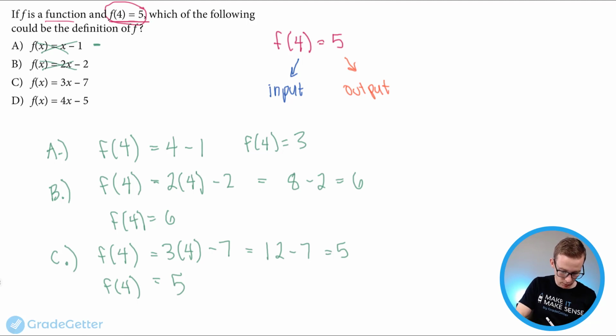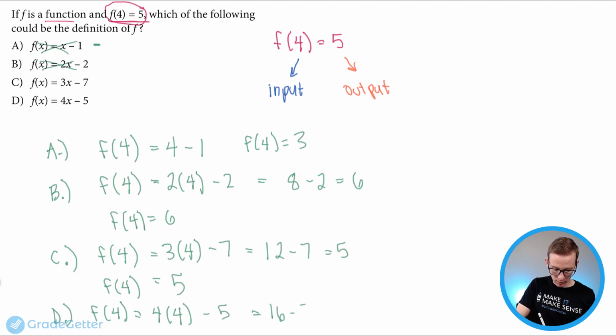Let's just double check for D. My input of x equals 4. 4 times x, which is 4 again, minus 5. 4 times 4 is 16, minus 5 is 9. So yeah, D is not correct either. So we just confirmed that C is indeed our correct answer.